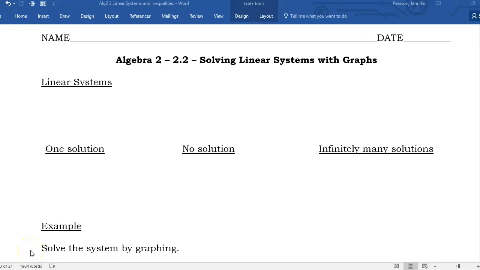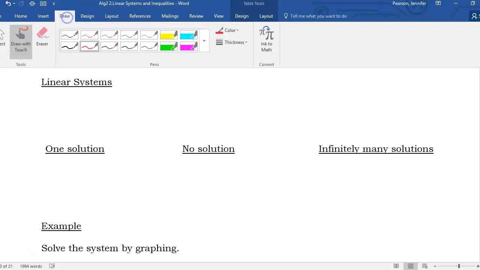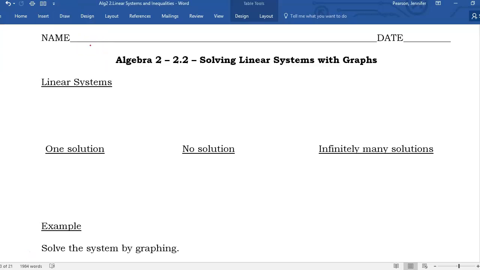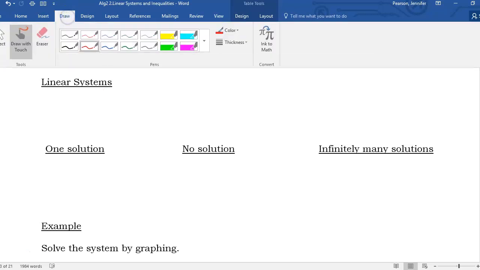This is Algebra 2, Lesson 2.2, Solving Linear Systems with Graphs. Okay, so we talked about linear equations. That's just y equals mx plus b, or even ax plus by equals c, right? Those are just one line. A linear system is when we are looking at two lines.